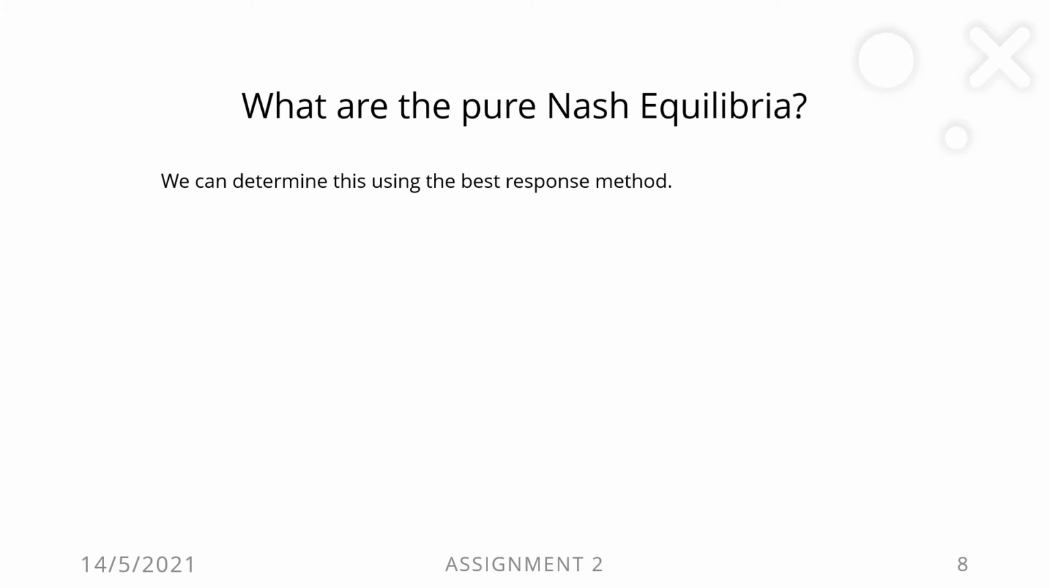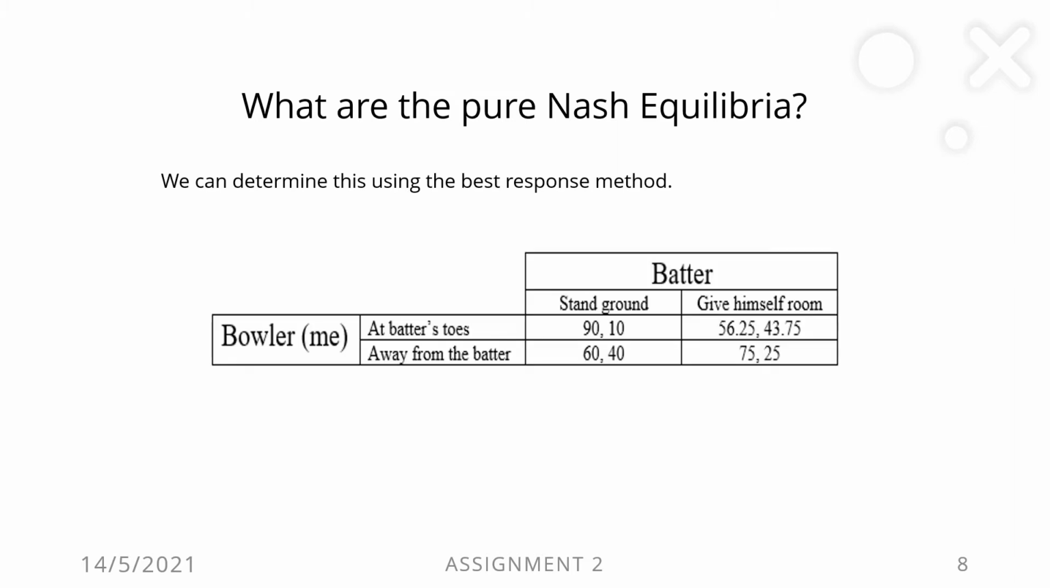So what are the pure Nash equilibria? We use the best response method to determine this. If the batter decides to stand his ground, I would be best served bowling at his toes. If the batter is to give himself room, I would be best served to bowl away from the batter. Conversely, if I bowl at the batter's toes, the batter will be best served by giving himself room, and if I bowl away from the batter, he will be better off standing his ground. So there are no pure Nash equilibria for this interaction, as no quadrant has two satisfiable outcomes.